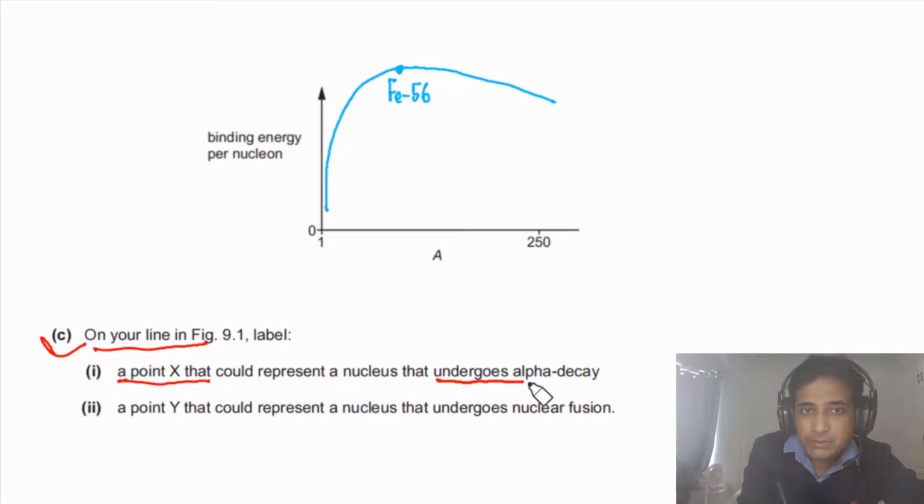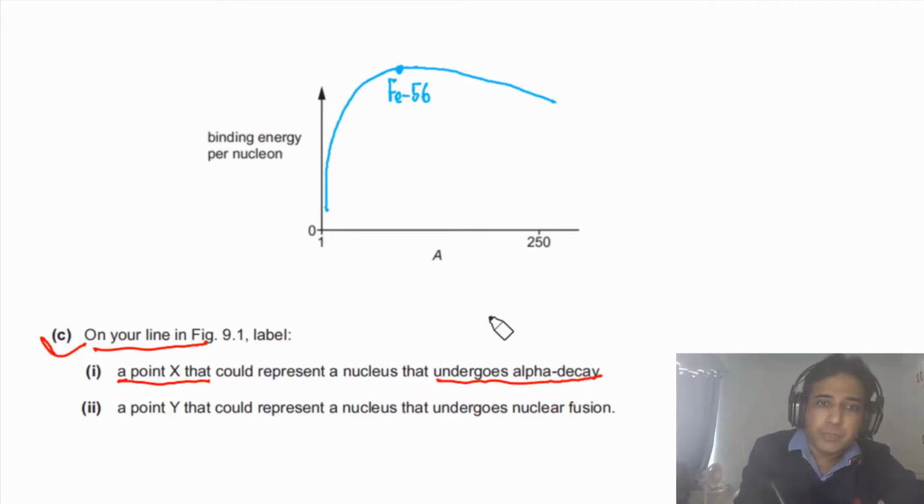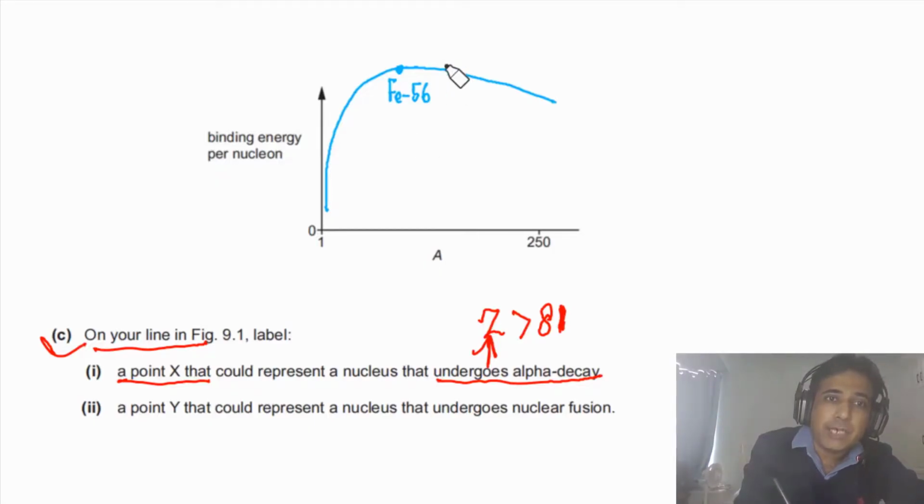Part C says: on your line in figure 9.1, label a point X that could represent a nucleus that undergoes alpha decay. Most of the atoms with atomic number greater than 81 undergo alpha decay. So for alpha decay, atomic number greater than 81, most of the elements decay by alpha decay. We can mark roundabout here. So this point is point X.